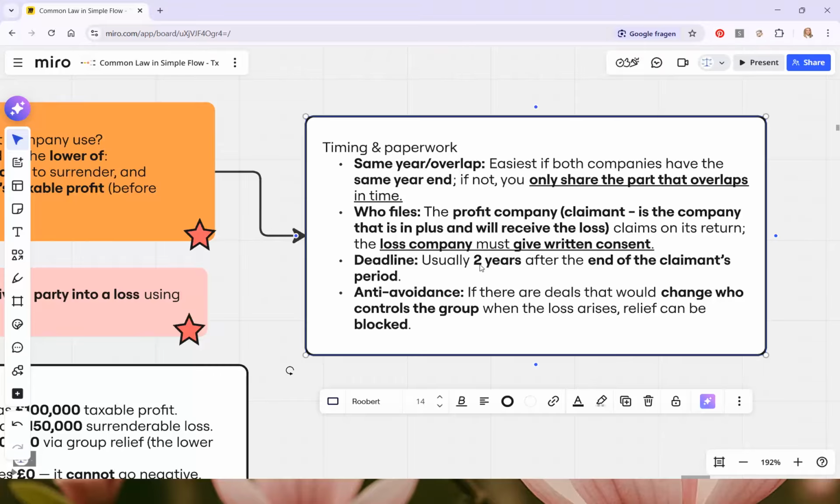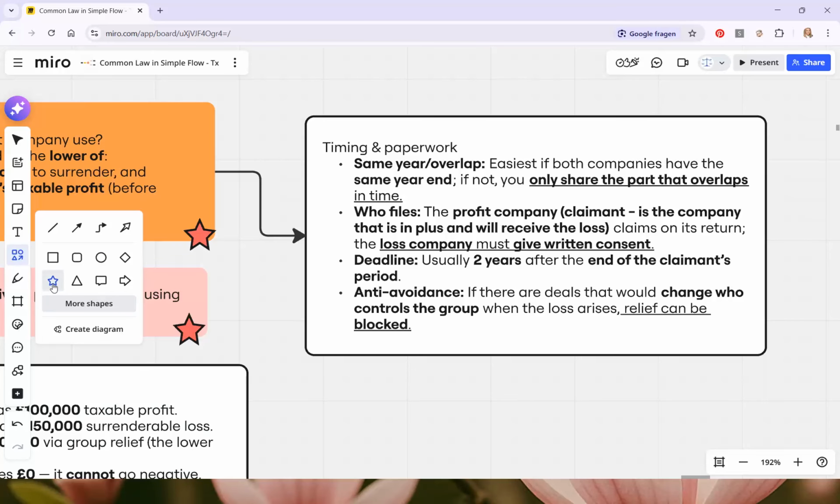Deadline usually 2 years after the end of the claimant's period, and anti-avoidance: if there are deals that would change who controls the group when the loss arises, relief can be blocked. So relief can be blocked if the deals would change who controls the group when the loss arises.